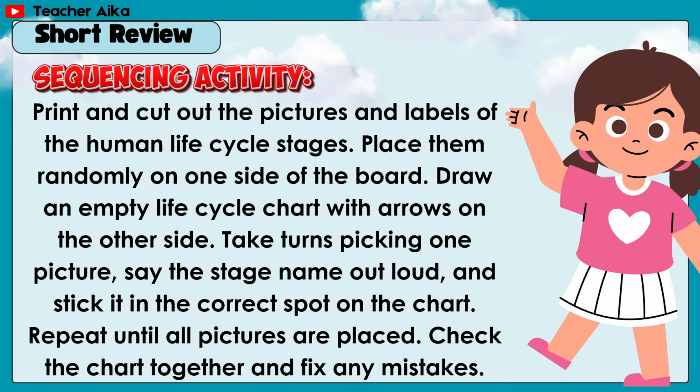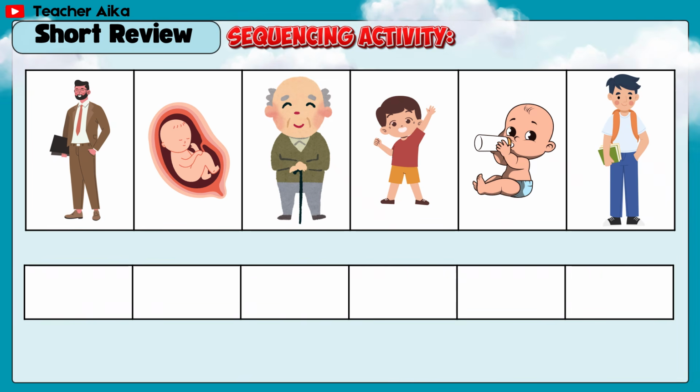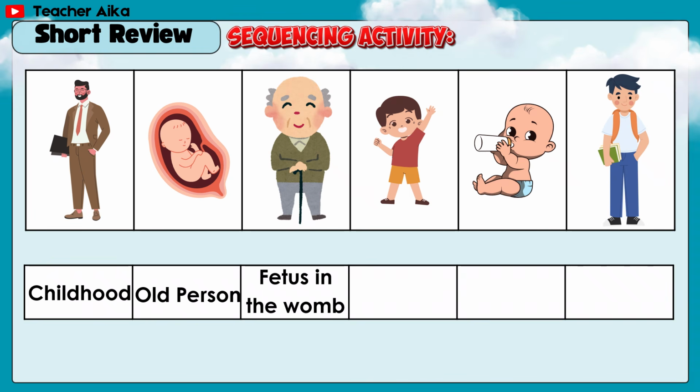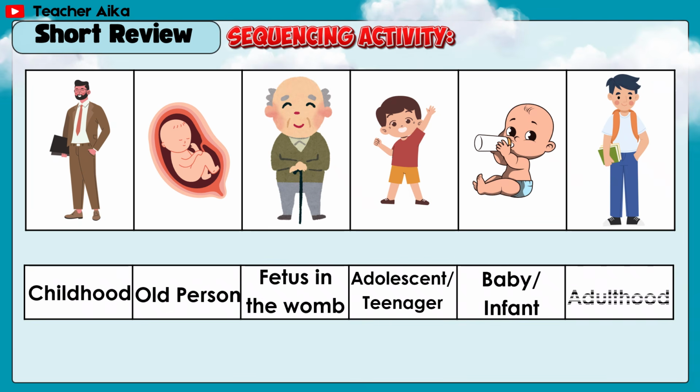Take turns picking one picture, say the stage name out loud, and stick it in the correct spot on the chart. Repeat until all pictures are placed. Check the chart together and fix any mistakes. Let's read the choices. Childhood, old person, fetus in the womb, adolescent or teenager, baby or infant, adulthood.